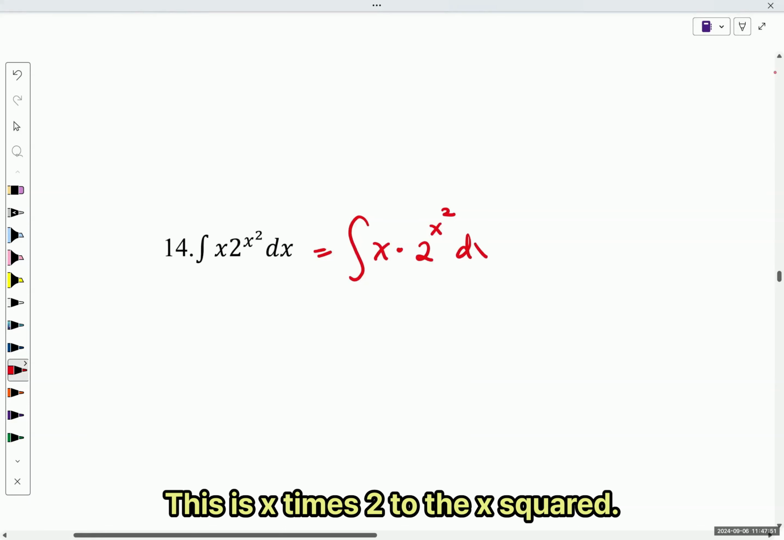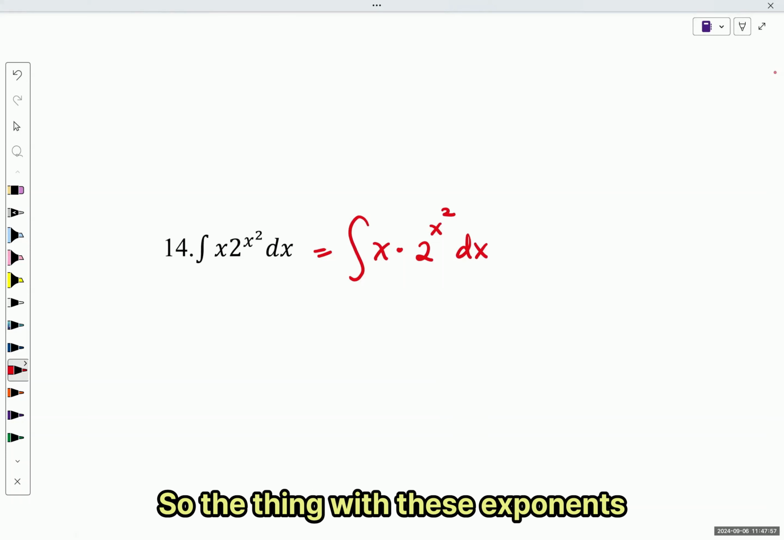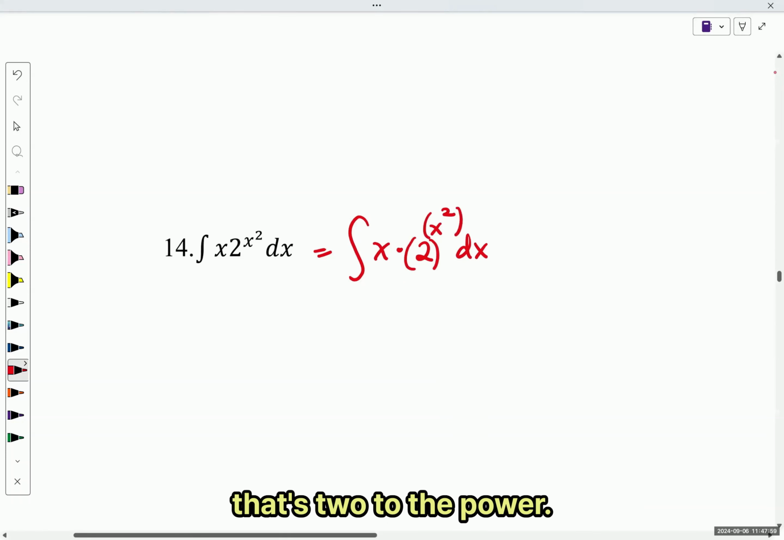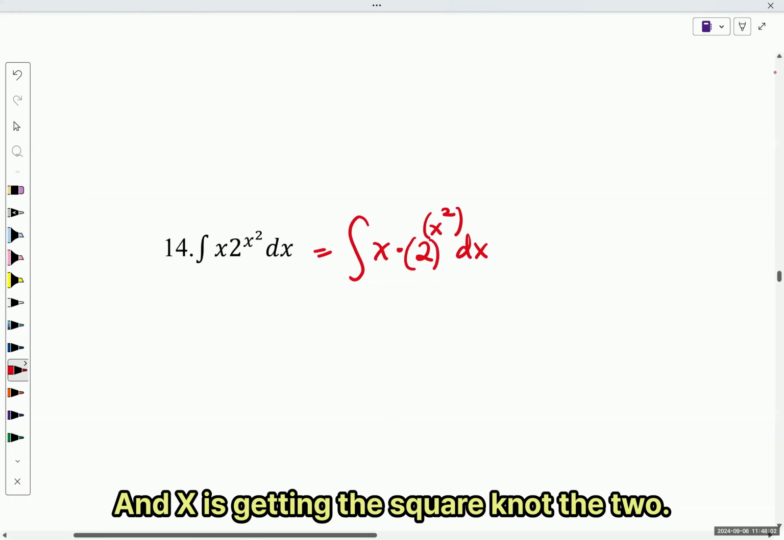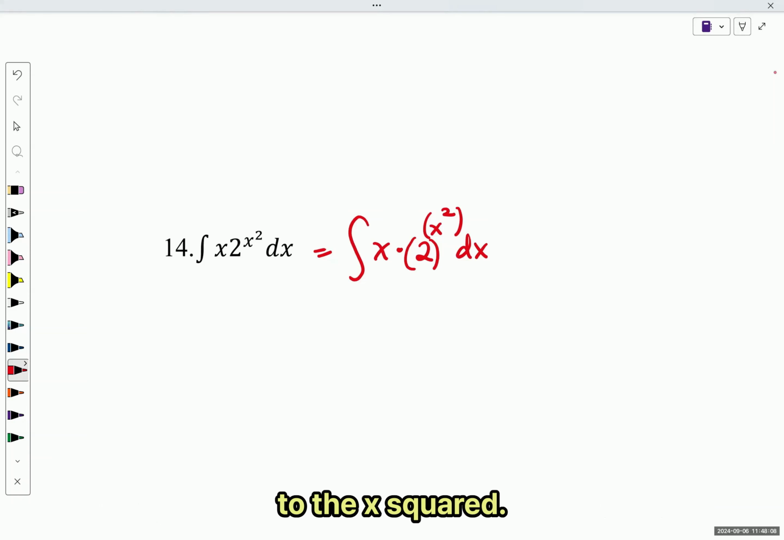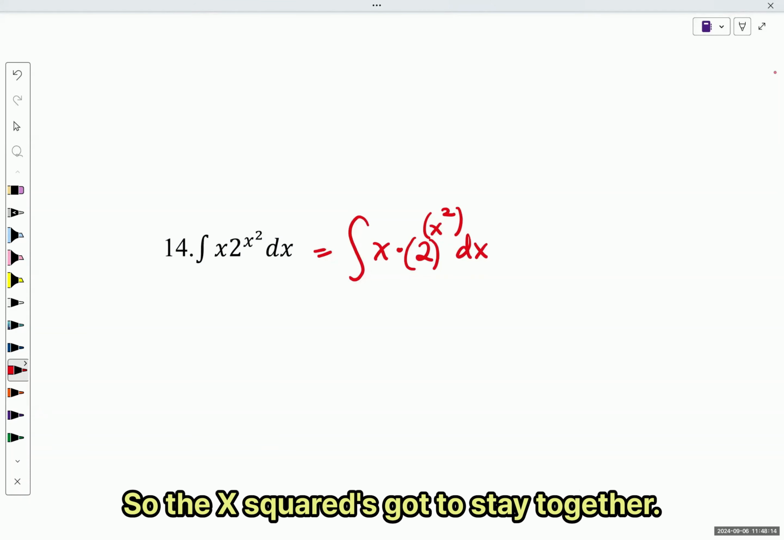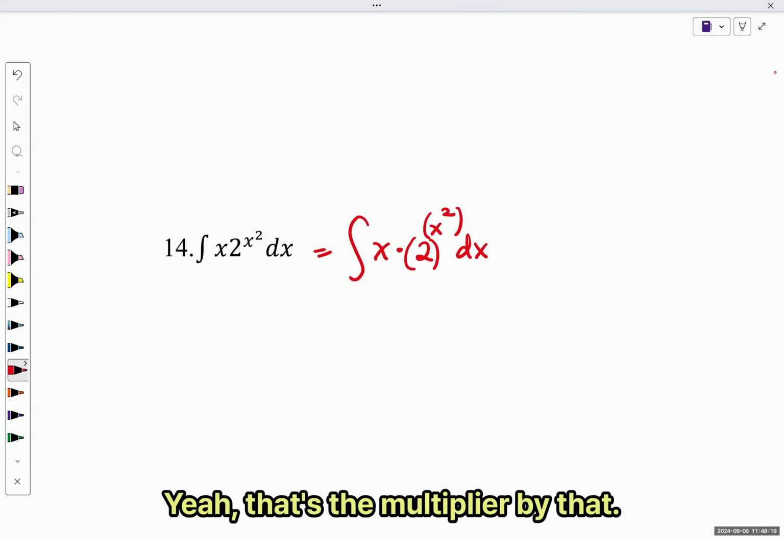Correct. The thing with these exponents, that's 2 to the power, and X is getting the square, not the 2. So we cannot use exponent rules to say like 2 to the X, squared. No, it doesn't work that way. It's 2 to the power X squared. So the X squared has to stay together. But yes, that's multiplied by the X.